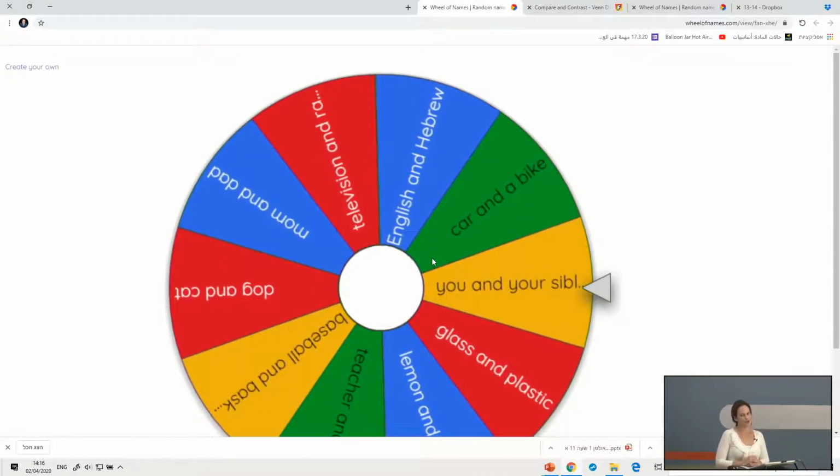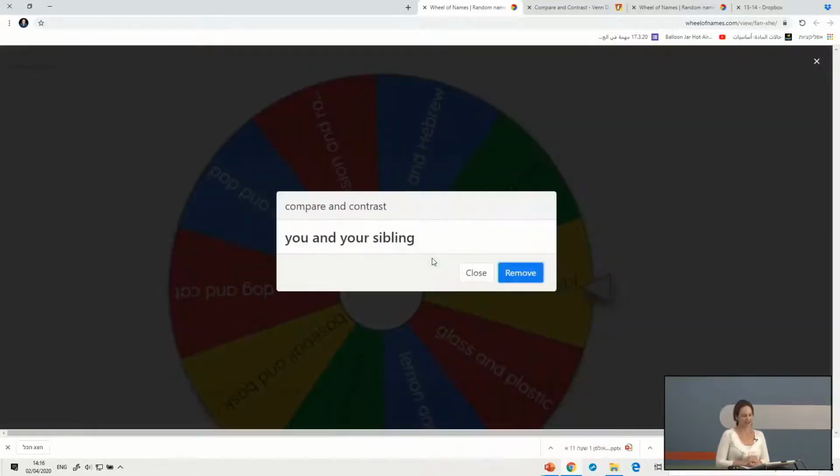Ooh, you and your sibling. We already got this one, right? Compare and contrast your sibling. Do you remember what a sibling is? If you said a brother or sister, you're right.